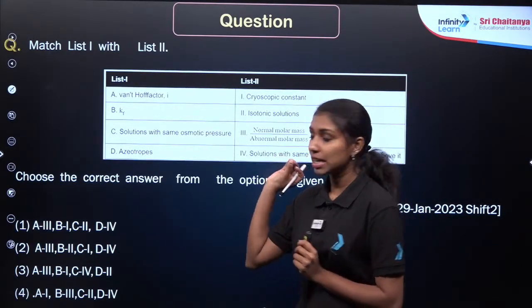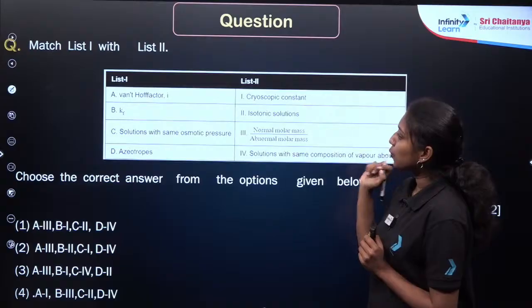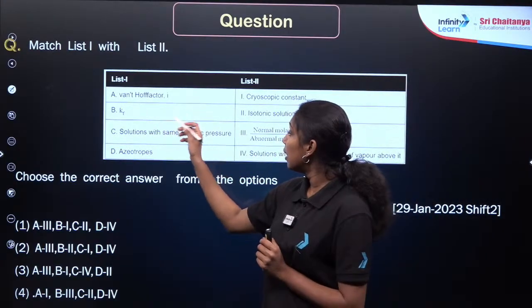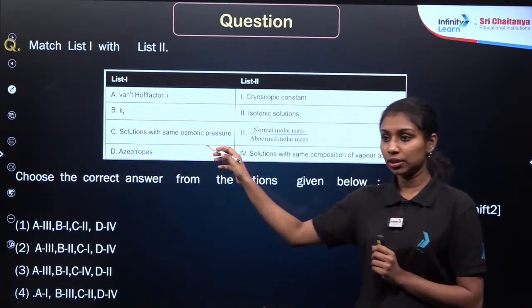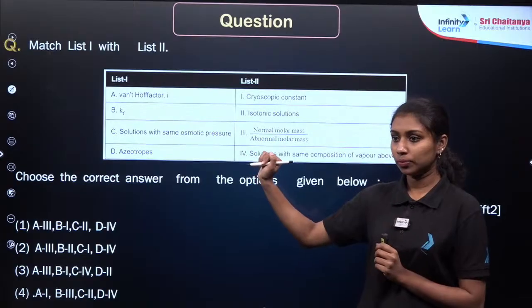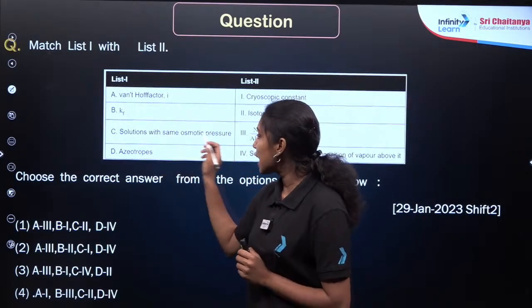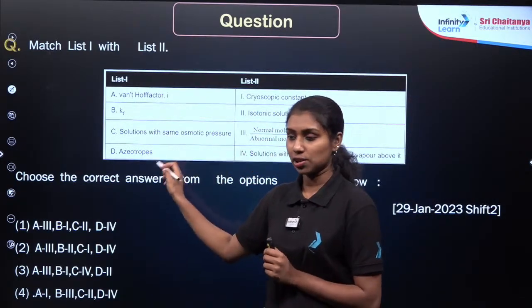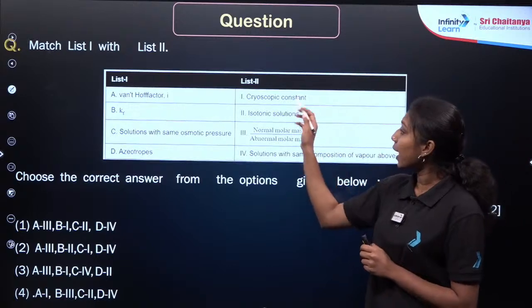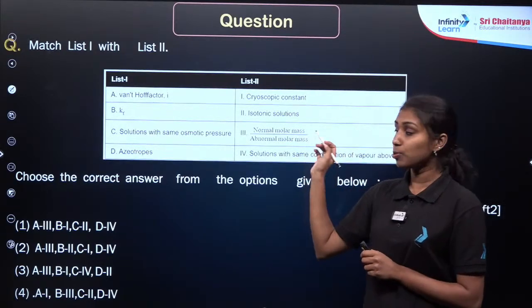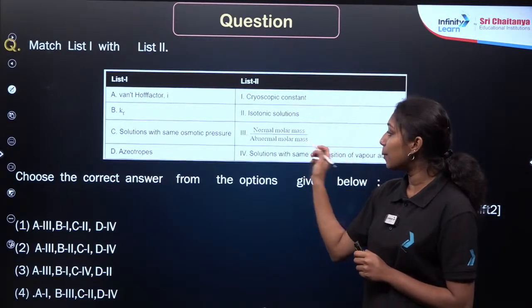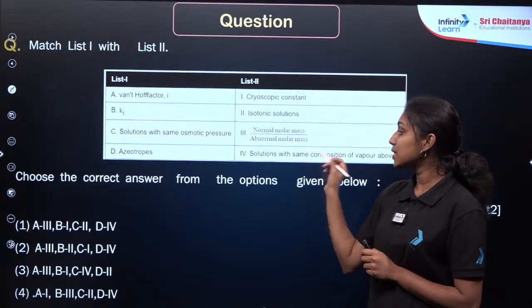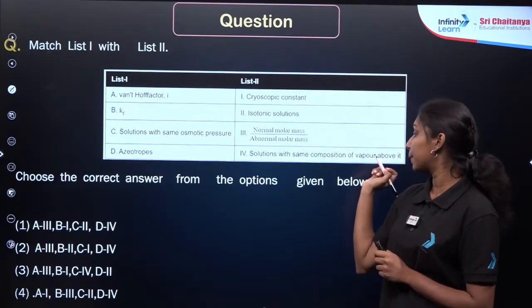I hope this table was visible to everyone. The first is Van't Hoff factor. Then the next one, Kf. Then solutions with same osmotic pressure. The last one is azeotropes. List 2 is given as cryoscopic constant, isotonic solutions, normal molar mass divided by abnormal molar mass. The last one, solutions with same composition of vapor above it.